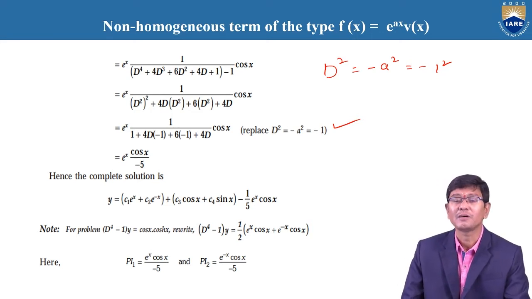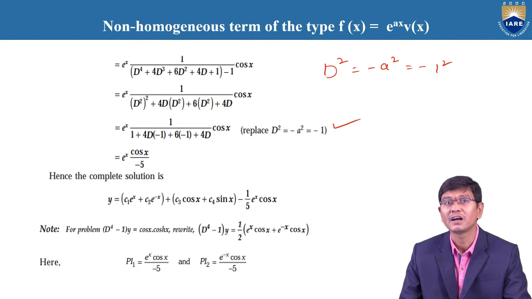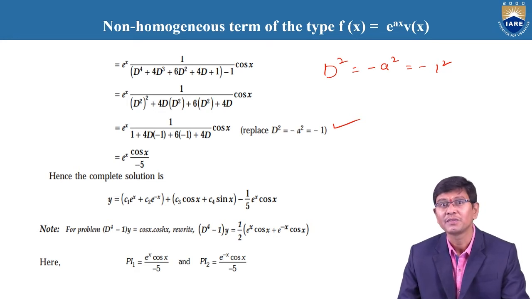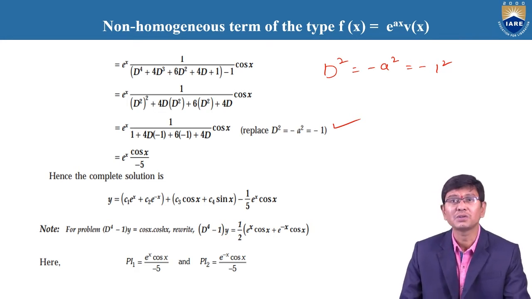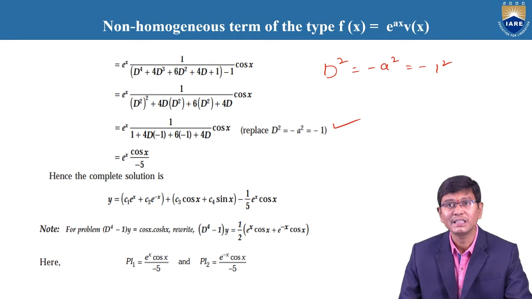Here the complete solution of the given differential equation is y equal to the complementary function plus the particular integral. Therefore, the final solution we conclude is c1 into e power x plus c2 into e power minus x plus c3 into cos x plus c4 into sin x minus e power x by 5 into cos x.